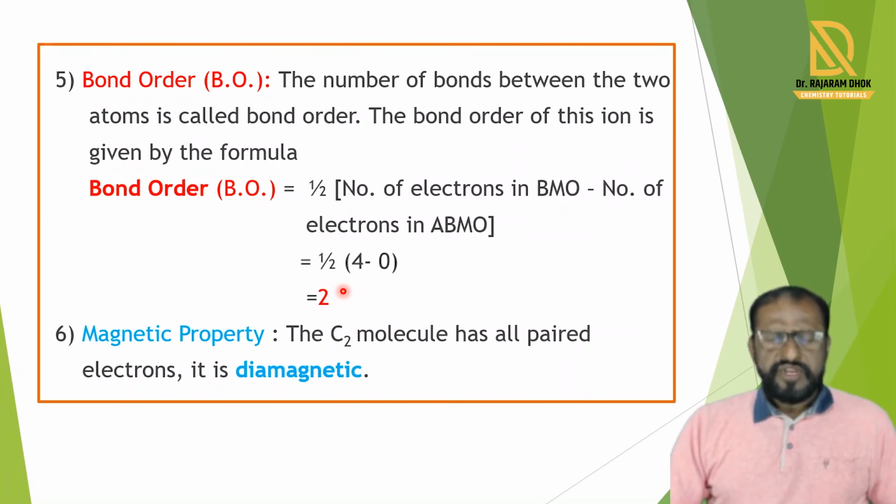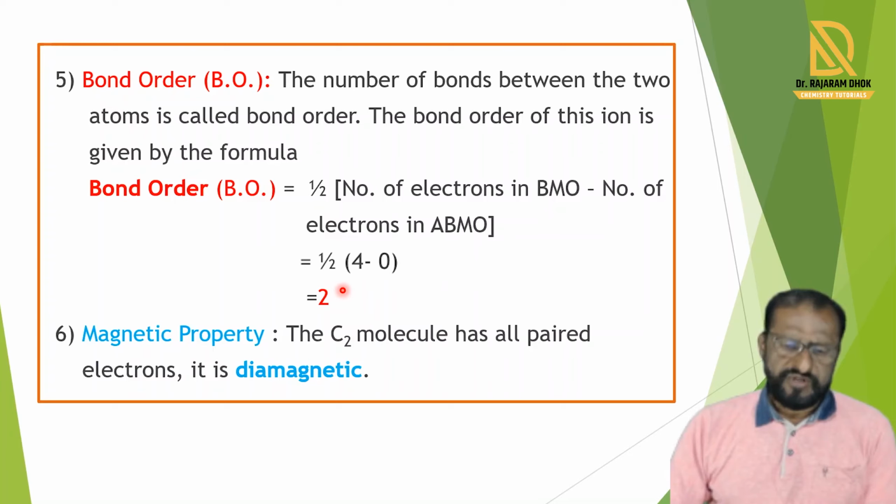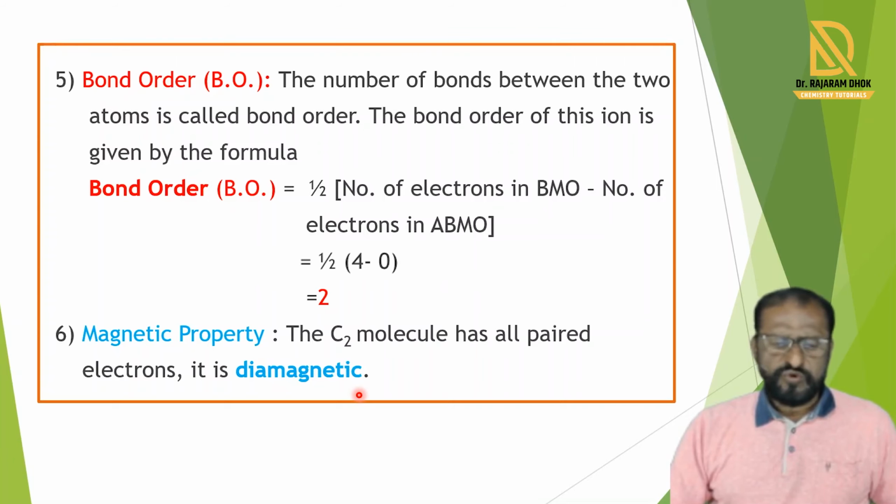So the next property is the magnetic property. In this C2 molecule, all electrons are paired, and so this C2 molecule shows diamagnetic property.